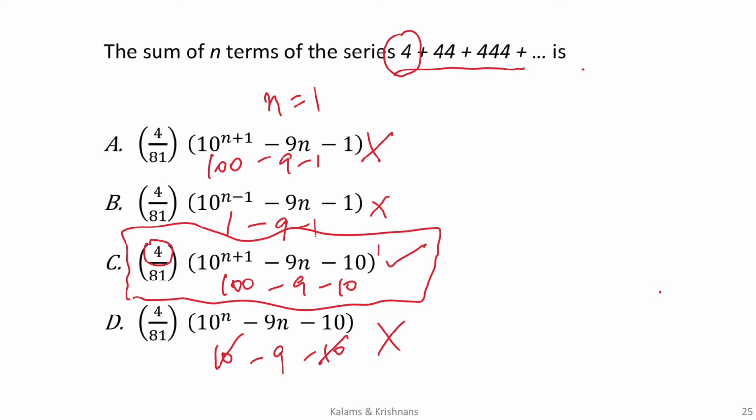We need to go check if this also satisfies. If this also satisfies, we will try it for n equal to 2 for these two. But we are still at n is 1. So 10 power 1 is 10 minus 9 minus 10. Again a negative number. Okay, so this answer is incorrect. So what is the only option that satisfies the basic simple check that we made? Option C. Okay, so that is the correct answer here.